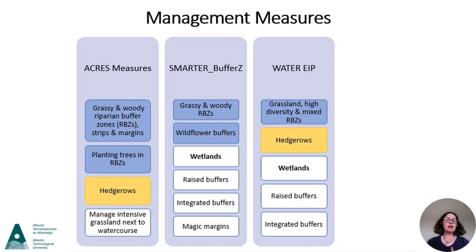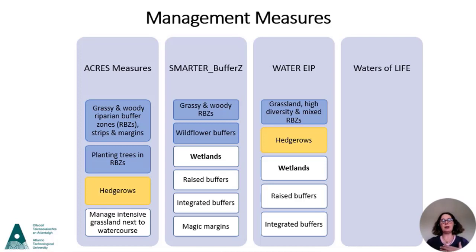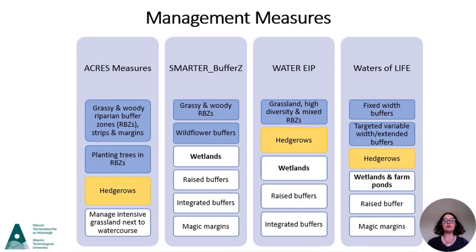And when we compare what's happening then in the wider freshwater arena, especially a project like Waters of Life, which is looking specifically at high status objective water bodies, we see that they have selected fixed width buffers, targeted variable width and standard width buffers. They've also gone with hedgerows, wetlands and farm ponds, raised buffers and magic margins. So these are 4 different programmes that are occurring at the one time over the next 4 to 7 years, and are all roughly aligned.